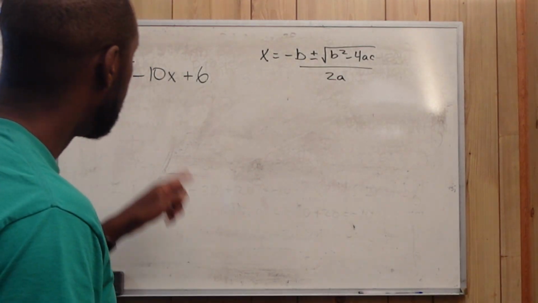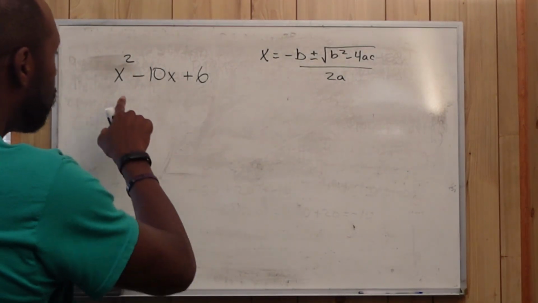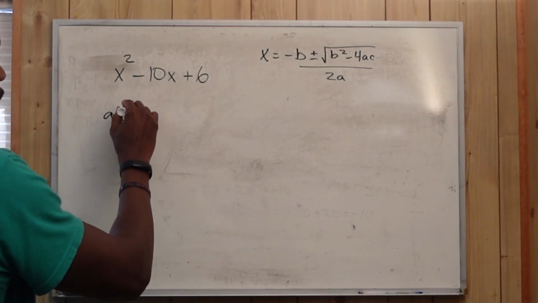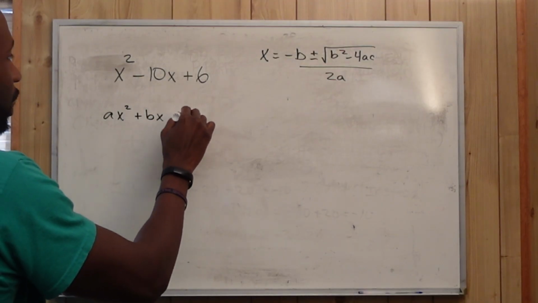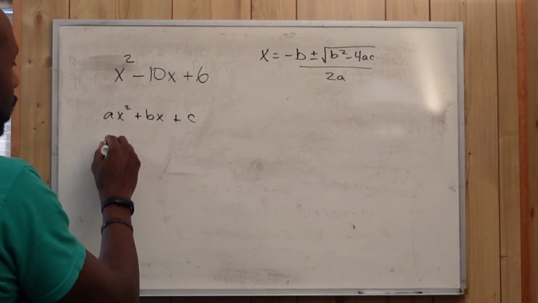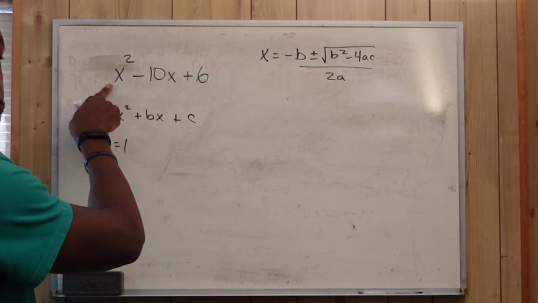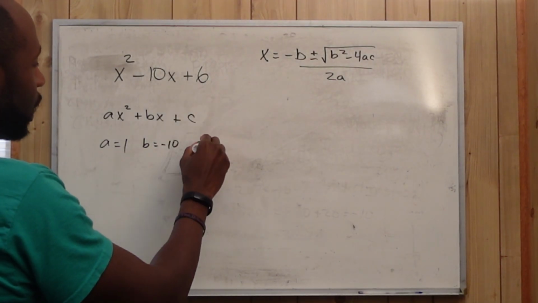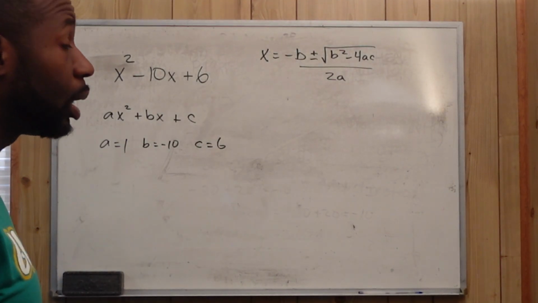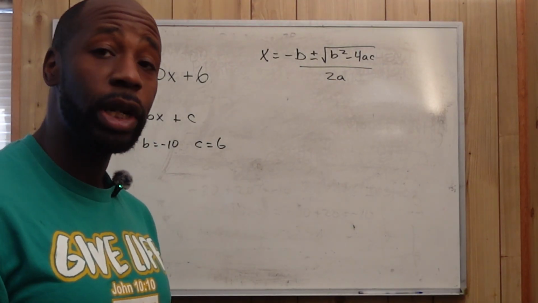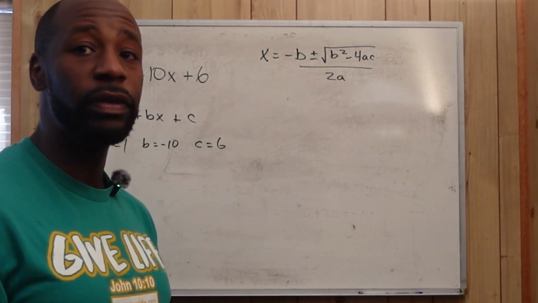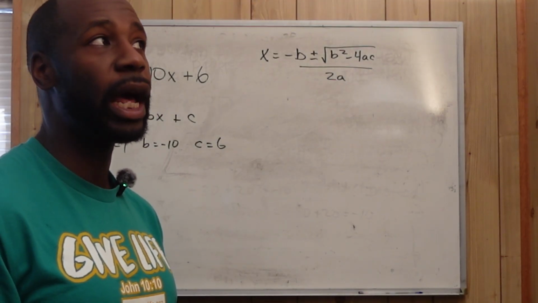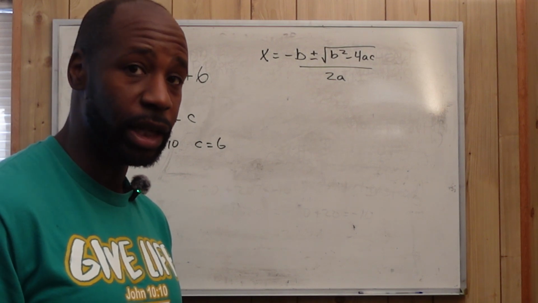Now, here's how you do that. This quadratic is in the standard form of ax squared plus bx plus c, where a is 1 because that's in front of the x, b is negative 10, and then c equals 6. Now, the issue that a lot of people make, not just in these kind of problems, but even in other math problems, is that they tend to forget negative signs.